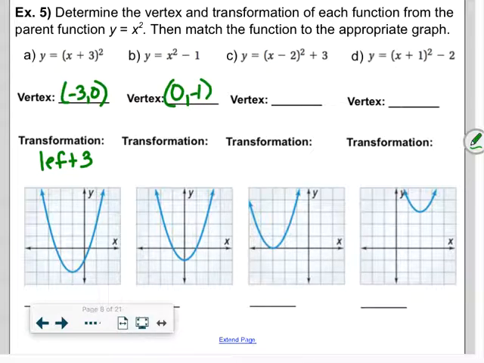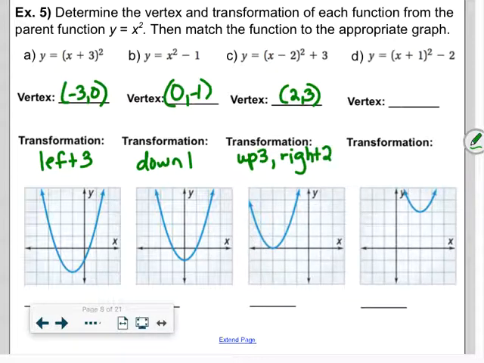Did you happen to get the transformation as well? Down 1. Good job, down 1. All right, Theron, what'd you say for letter C for the vertex? 2, 3. Good job, 2, 3. It's the opposite of the inside, same as the outside. Did you get the transformation yet, or can you do it real quick? Up 3. Yep. 2. Wouldn't it be right 2?